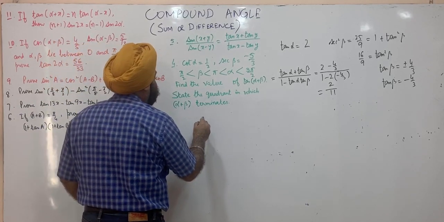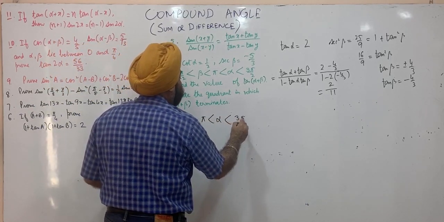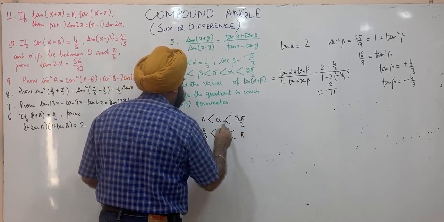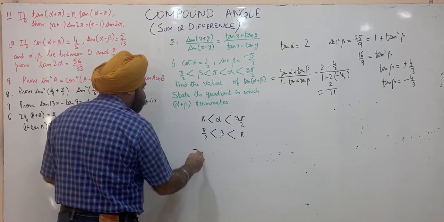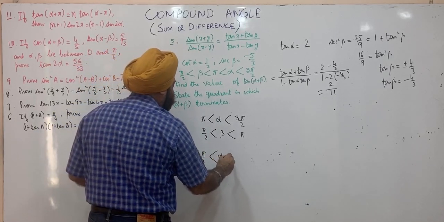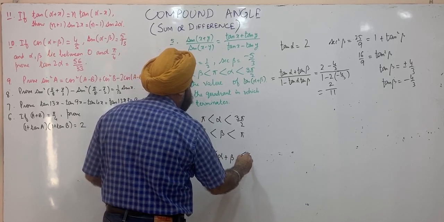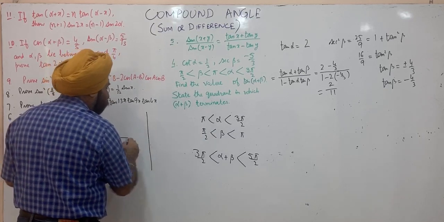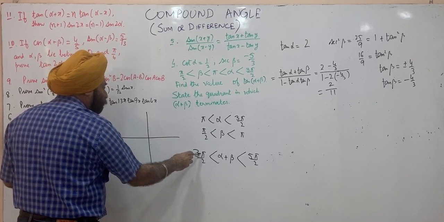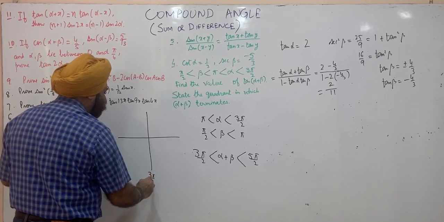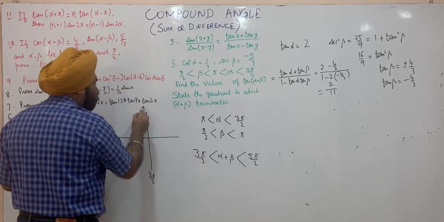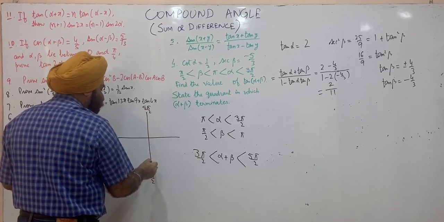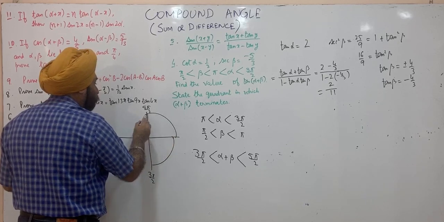Let's write pi less than alpha less than 3 pi by 2 and pi by 2 less than beta less than pi. Adding pi plus pi by 2, 3 pi by 2 less than alpha plus beta less than, this will be 5 pi by 2. So alpha plus beta is between 3 pi by 2, that's 270 degrees, to 5 pi by 2, that is 450 degrees. So alpha plus beta is here or here.